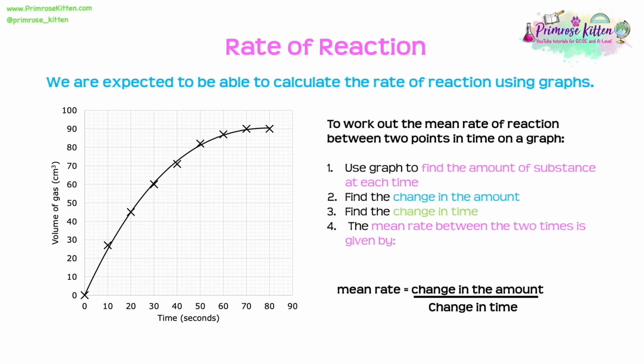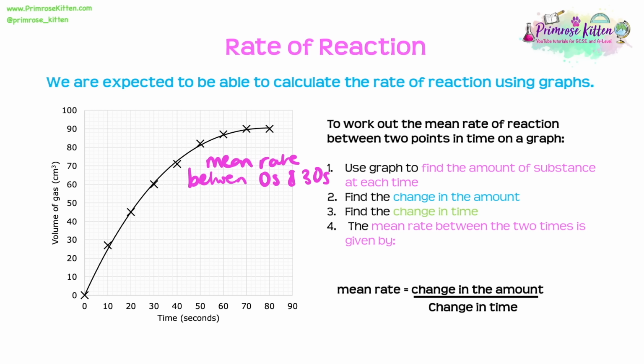We're expected to be able to calculate the rate of reaction using graphs. So to work out the mean rate of a reaction between 2 points in time on a graph, firstly, we're going to use the graph to find the amount of substance at each time. Next, we're going to find the change in the amount. Then we're going to find the change in the time. And finally, we can now calculate the mean rate of the reaction. It's going to be equal to the change in the amount divided by the change in time. So let's put this into practice then. Let's work out the mean rate between 0 seconds and 30 seconds for this particular graph here.